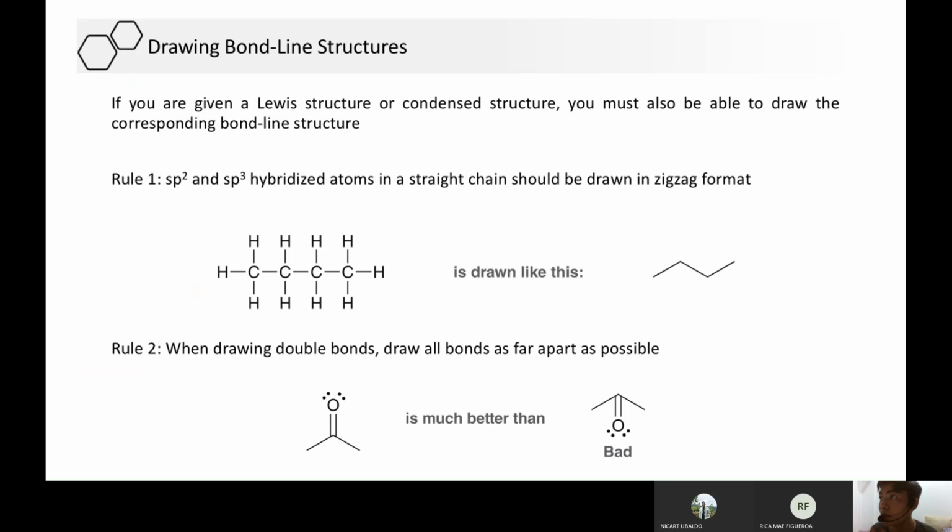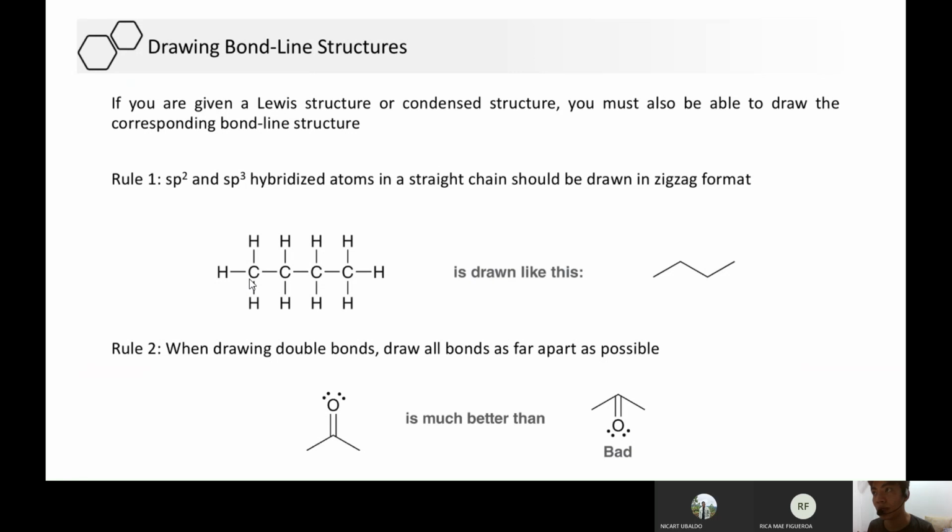Ngayon naman, alamin natin how to convert our Lewis structures into a bond line structure. Okay, so if you are given a Lewis structure or condensed structure, you must be able to draw the corresponding bond line structure. Paano? Rule number 1, sp2 and sp3 hybridized atoms are in a straight chain. So they should be shown as zigzags.